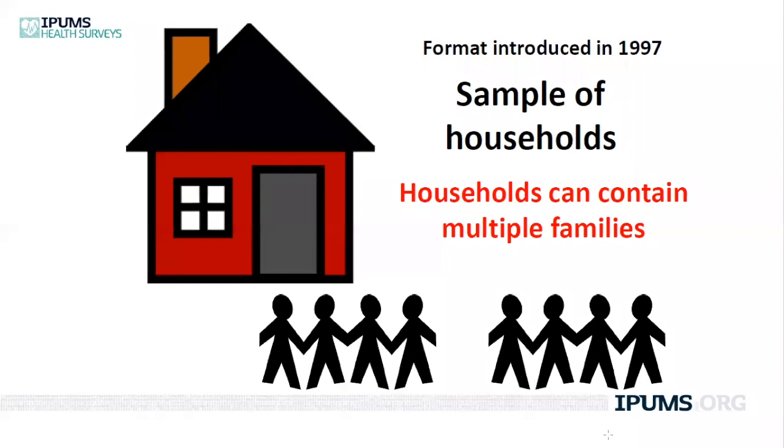The way that the NHIS data has been collected has changed over time, and the format I'm about to describe covers the NHIS data collection approach, beginning with the 1997 sample and continuing through the most recent data available, which is the 2018 sample. The NHIS is effectively a sample of households, and each sampled household can potentially contain multiple families. This is true for a minority of households. Most households only have one family.